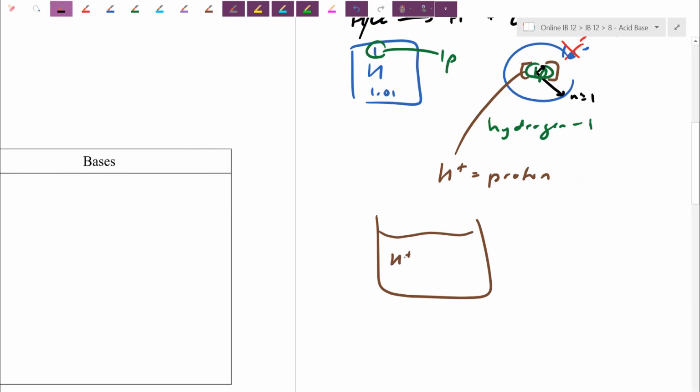It doesn't like having this plus charge. Fortunately for us, what else do we have in solution? Well, we have our solvent. So we have water. We saw a little bit of this in chapter 3. Water, in that chapter we had referred to, water can act as a ligand. And what a ligand does is it actually donates an electron pair to stabilize, in this case here, the H+.